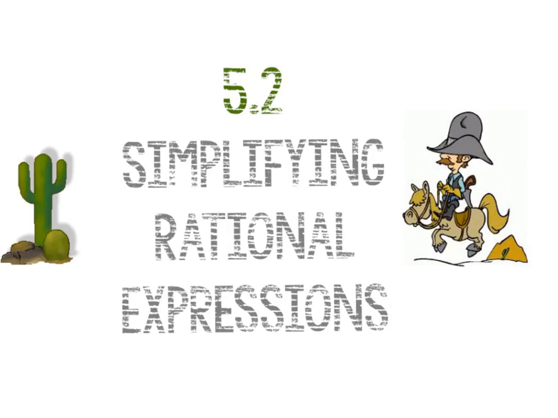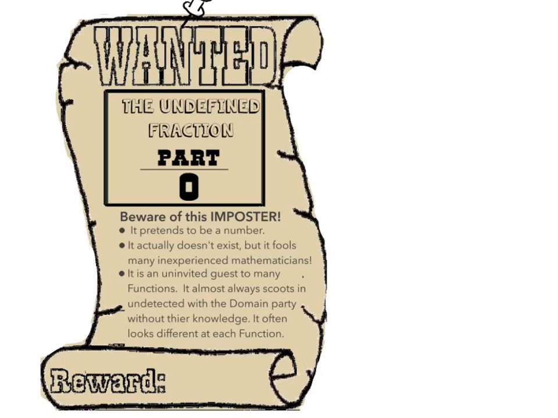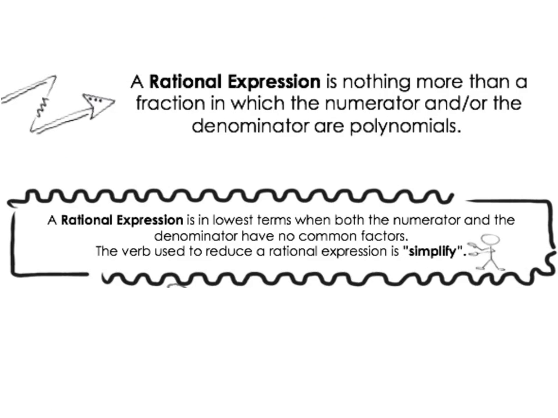Today's lesson is about simplifying rational expressions, and you will get some notes on this once you return. Let's take a look at what the definition of a rational expression is. It's really nothing more than a fraction in which the numerator and the denominator are polynomials. So you just have a fraction that's algebraic. And when we simplify a rational expression, it's the same as what we would do when we reduced fractions in the 4th or 5th grade. We're just taking it down to lowest terms.